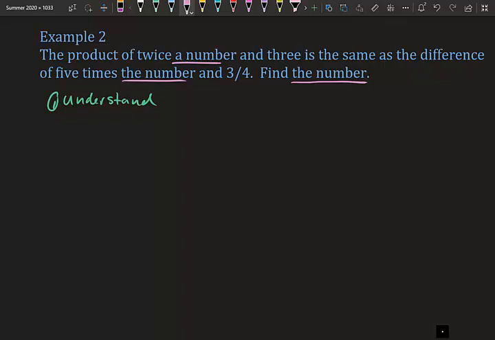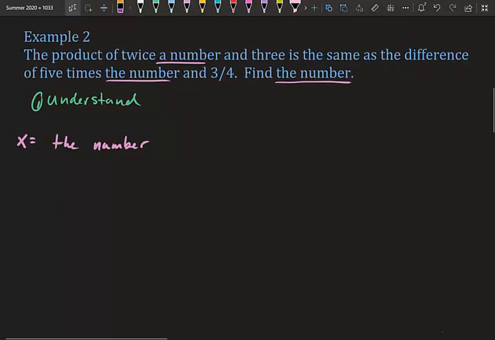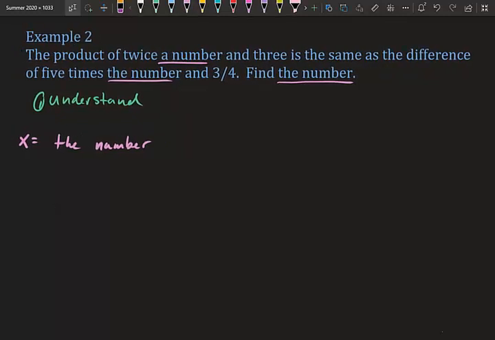So we're going to let x be the unknown number. So we're going to say x equals the number. Okay, let's read it again. The product of twice a number and 3 is the same as the difference of 5 times the number and 3/4. Okay. Seems like we got it there.